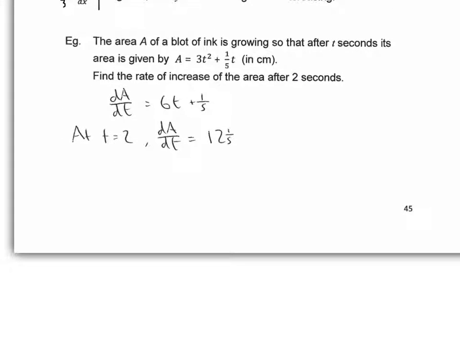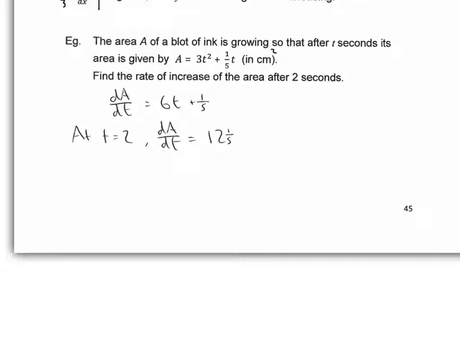So let's scroll down and look at this example here. It says the area A, we've given a label to the area, of a blot of ink is growing so that after t seconds, its area is given by A equals 3t squared plus 1/5 t. We're told that the units are centimetres. I presume that should actually be centimetres squared. It then says, find the rate of increase of the area after 2 seconds.